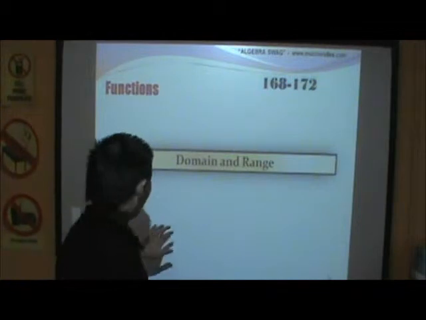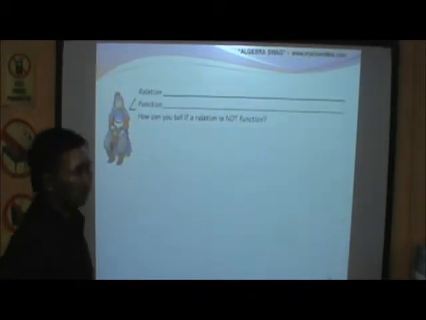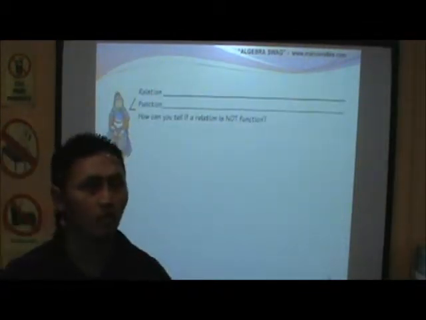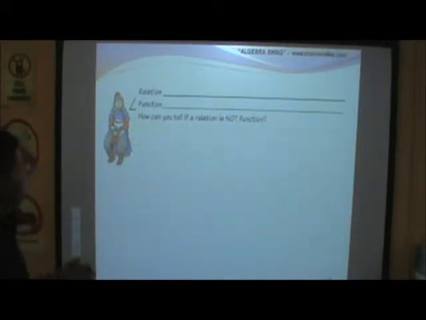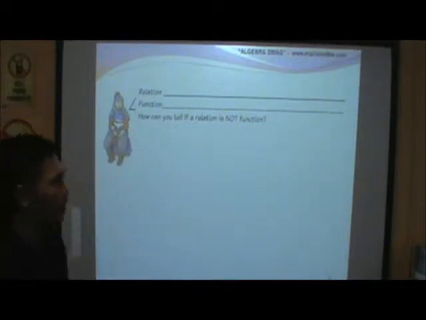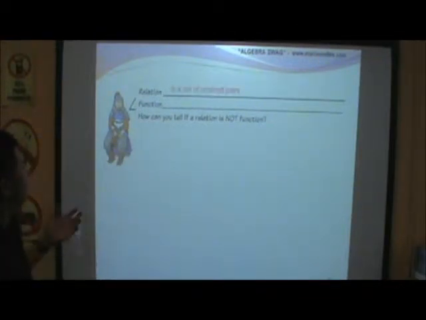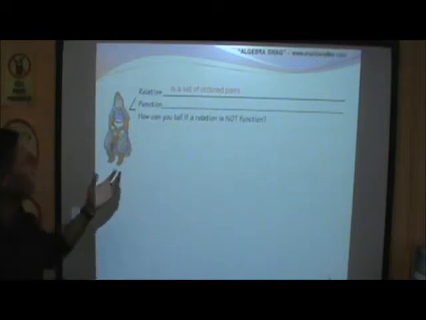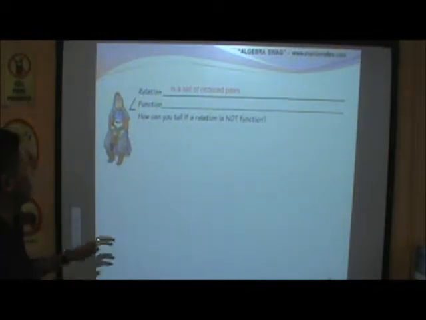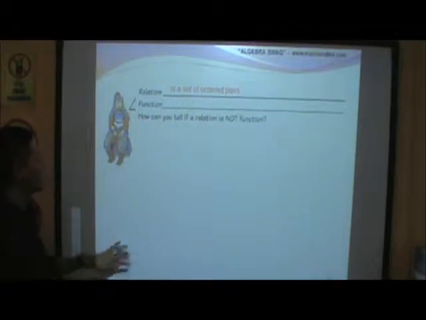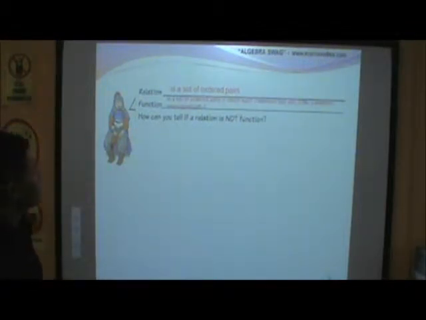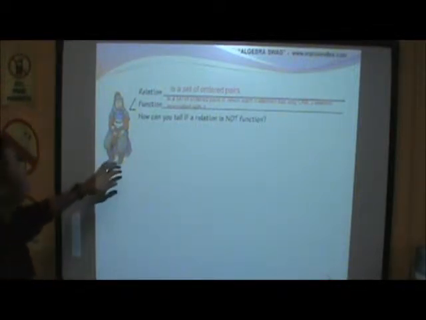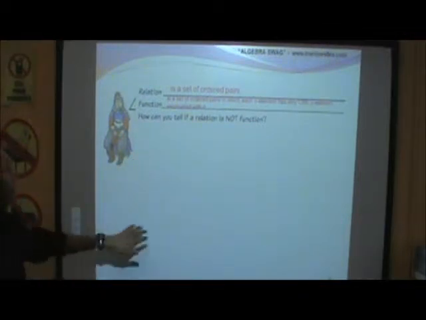For domain and range, we're going to talk about relations and functions, where we have to determine whether a relation is a function or not. According to the definition, a relation is a set of ordered pairs. I'm going to show you a couple of examples of relations, and also of functions: a set of ordered pairs in which each element has only one y element associated with it. Now, how will you know if a relation is a function or not?